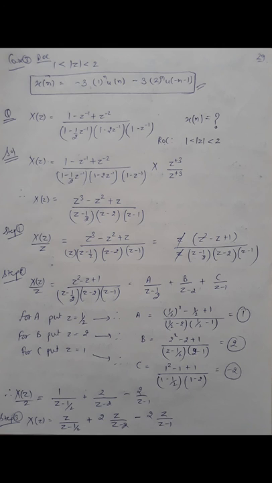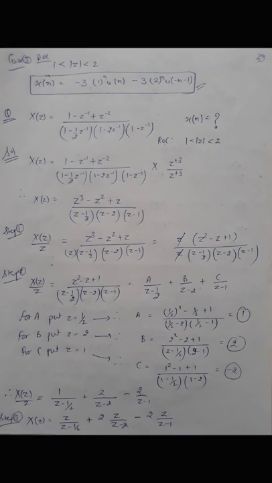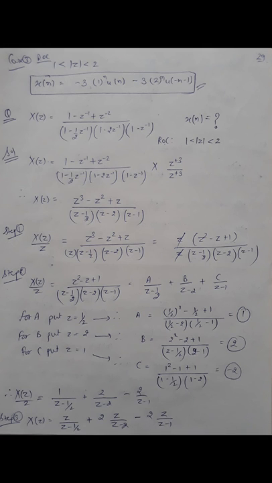Next question is X(z) equal to 1 minus z inverse plus z minus 2 upon (1 minus half z inverse)(1 minus 2z inverse)(1 minus z inverse). ROC is mod of z less than 1, and greater than 1 and less than 2. Again convert into the positive power: z cube minus z square plus z upon (z minus half)(z minus 2)(z minus 1). First step is X(z) by z.